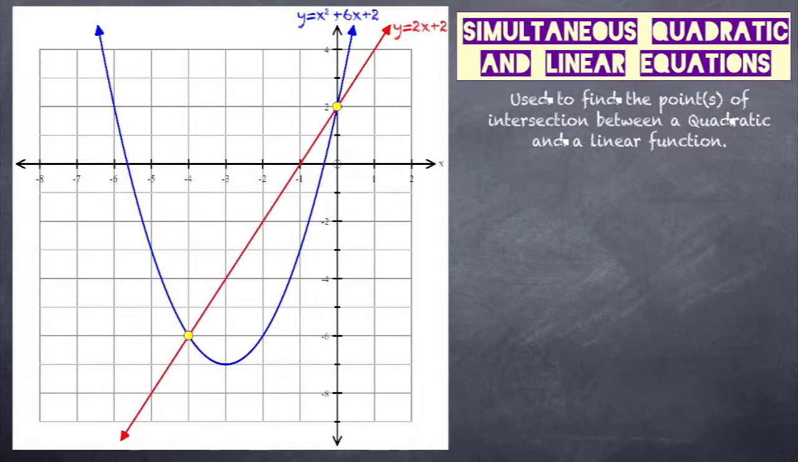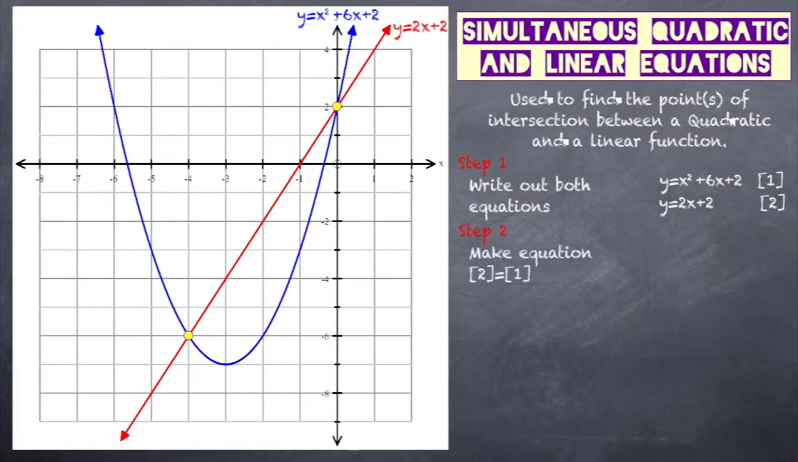Alright, so let's go through and have a look at how to find the points of intersection between linear functions and quadratic functions. Now step 1 is to write out both equations. So as you can see, I've written out y equals x squared plus 6x plus 2 as equation 1 and y equals 2x plus 2 as equation 2. Now step 2 says make equation 2 equal to equation 1.